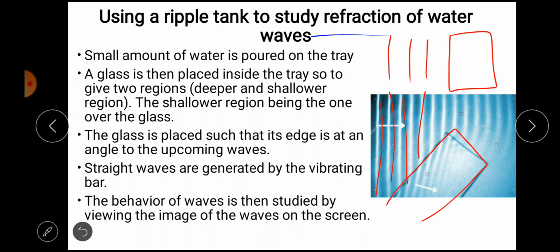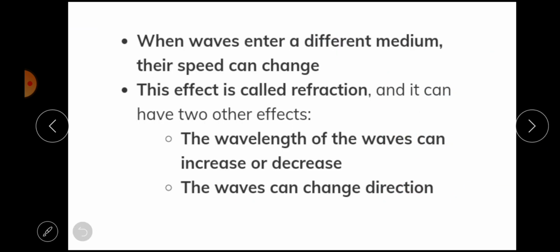Straight waves are generated by vibrating the bar. We remember that there is a bar in a ripple tank which is connected to a motor that, when it vibrates, causes waves to form. Then the behavior of the waves is going to be studied by viewing the image of the waves on the screen. You remember that there's going to be a screen below the tray.